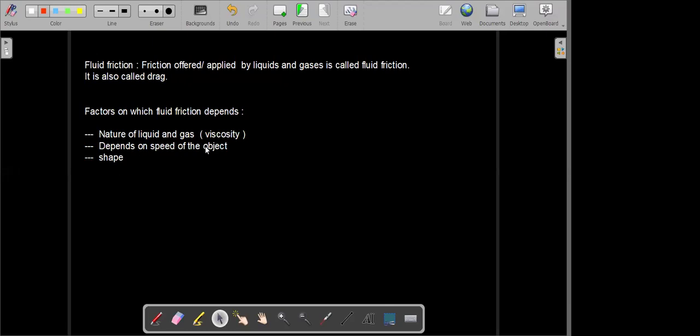Then the speed of the object. Obviously, friction will depend on the speed of the object. So if you want a better average or better mileage from your vehicle or your car, you should drive it at a constant and not a very fast speed. If you drive it very fast, it leads to consumption of more fuel. Got it?